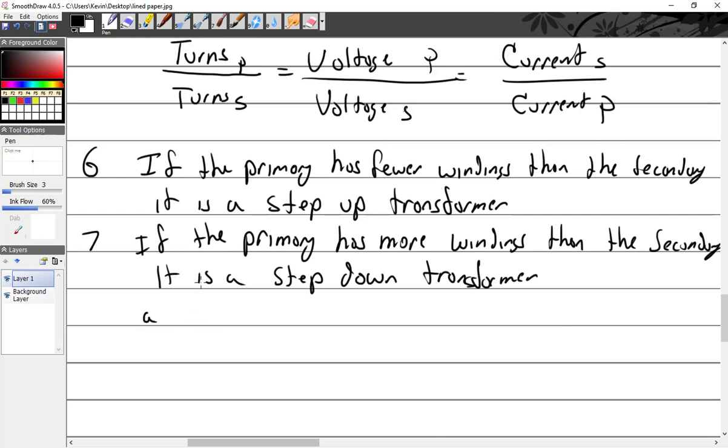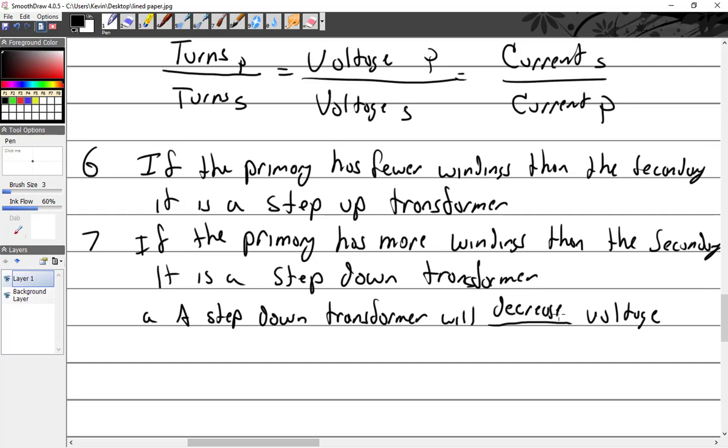So a step-down transformer will do what with the voltage? It will decrease voltage, but what to the amperage? Increase. Formulas are the same. They don't change. The formula is the formula.